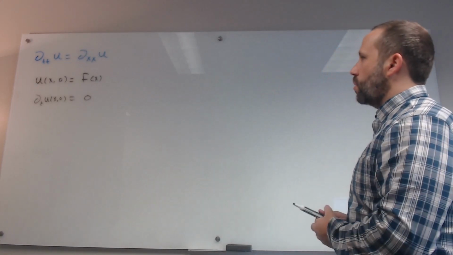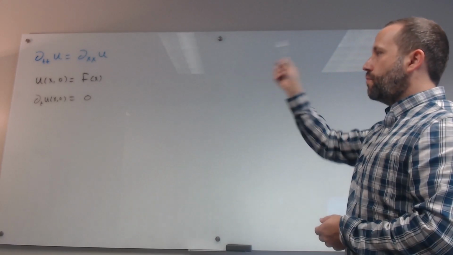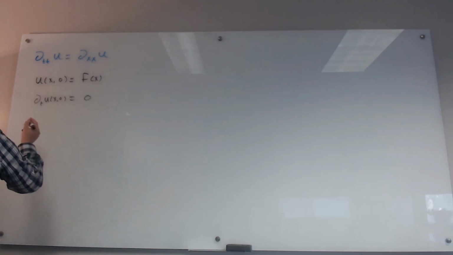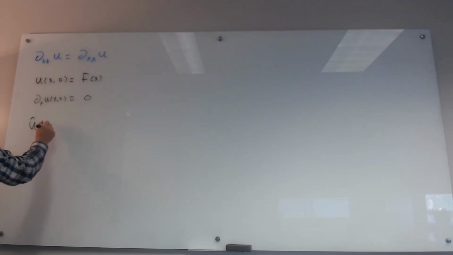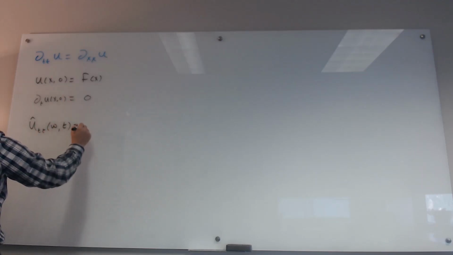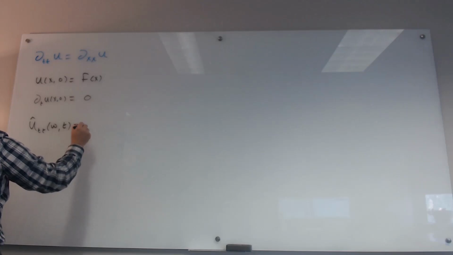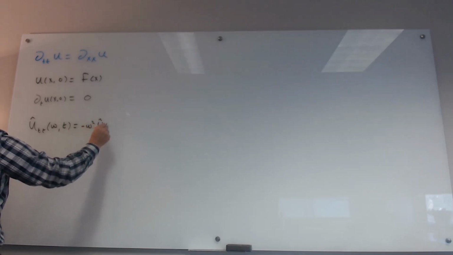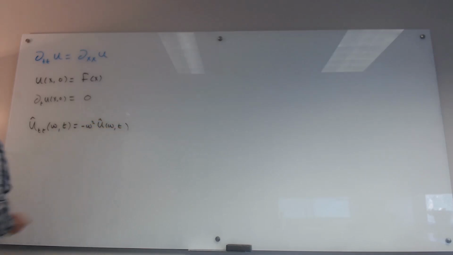Okay, so let's start this. Normal procedures that we're going to do. We're going to take the Fourier transform. When I take the Fourier transform of the left-hand side, I'm going to get the double t derivative of u hat, evaluated at omega, t, and on the right-hand side, it's just going to be minus omega squared times u hat of omega, t.